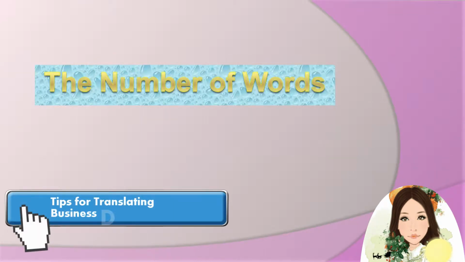2. The number of words. There shouldn't be an obvious difference in the number of words in the translation and the original documents. For example, the original document has 10 sentences. You translate it into the target language by turning it into 20 sentences. That is too lengthy.